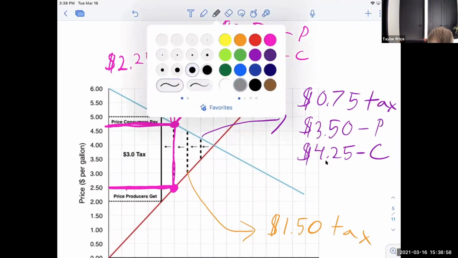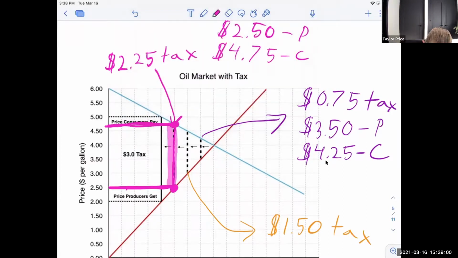So this difference right here has to be the amount of the tax. Does anyone have any questions on that, or any questions on tax wedges? Excellent. Okay.